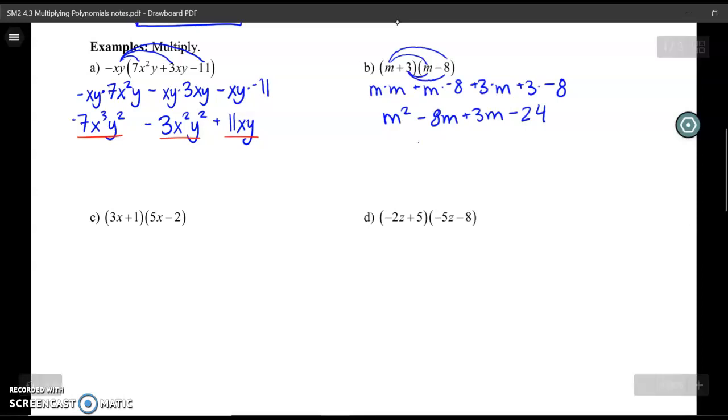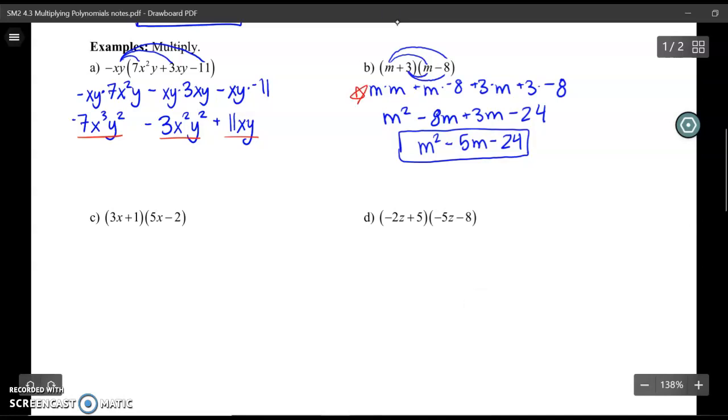Okay. So we'll combine the negative 8m and the 3m. So negative 8 plus 3 would be negative 5. So my final answer is m squared minus 5m minus 24. Okay. So eventually you'll probably get to the point where you will be able to skip this first step that I wrote down and jump right to this second line, the m squared minus 8m plus 3m minus 24. And whenever you feel comfortable doing that, that's totally fine. Just make sure that you're showing some work before you get to your final answer.